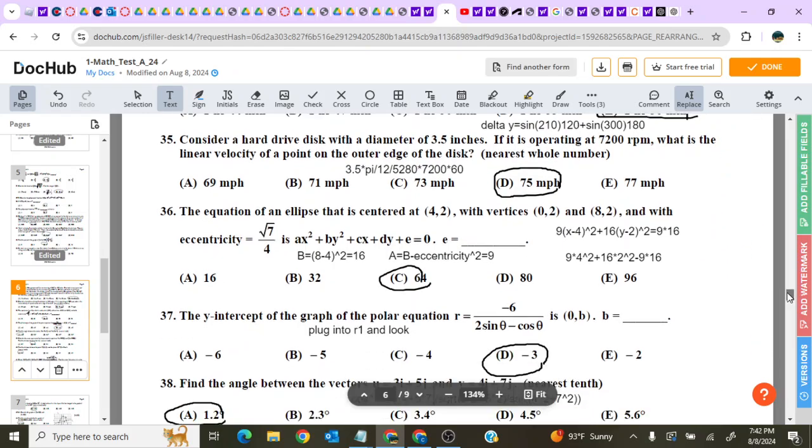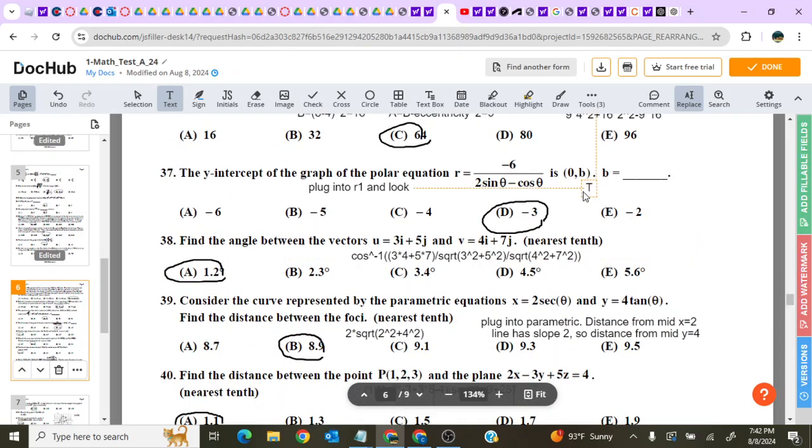But let's move on. The y-intercept of the graph of this equation is negative 6 over 2 sine of x minus cosine of x. And it's at x equals 0, obviously. What is the b value? Well, sometimes the easiest way to do it is, like I said, just plug it into r1 in this case and look at it. Go to mode, switch to polar equations, plug in the equation, make sure you're in radians, and you'll clearly see that the y-intercept is at y equals negative 3.